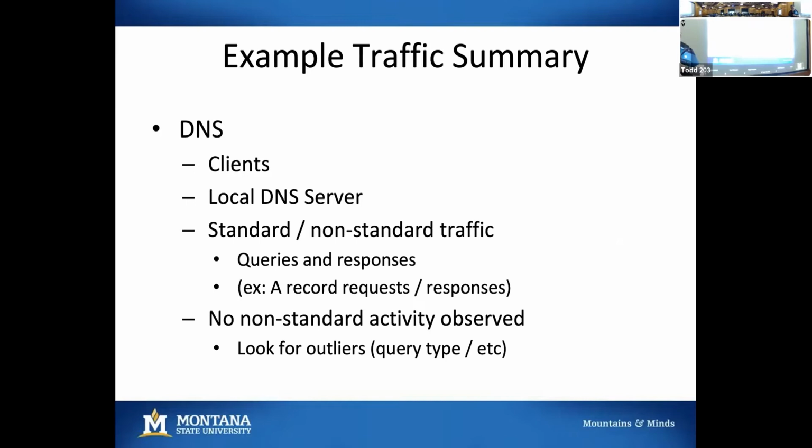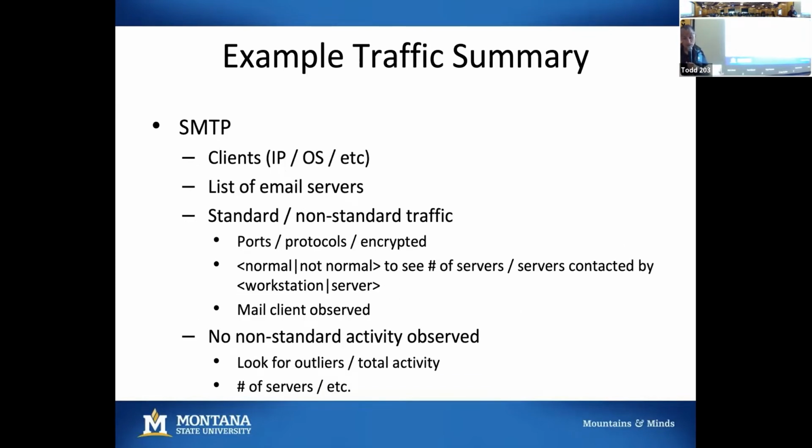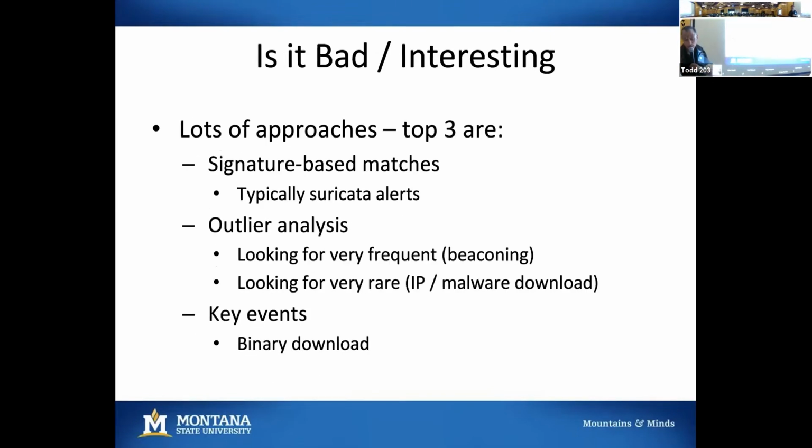All right. So here's an example of a traffic summary. We have clients, a local DNS server. We're going to have queries. We're going to have non-standard activity that's observed. There's a number of things that we're going to look at to do our investigation. SMTP. Okay, you're going to have traffic between clients. You're going to have a list of email servers that we can look at. You can have all sorts of standard and non-standard traffic. You're going to find out information about ports, protocols, all of this type of information depending on the protocol that we're looking at.